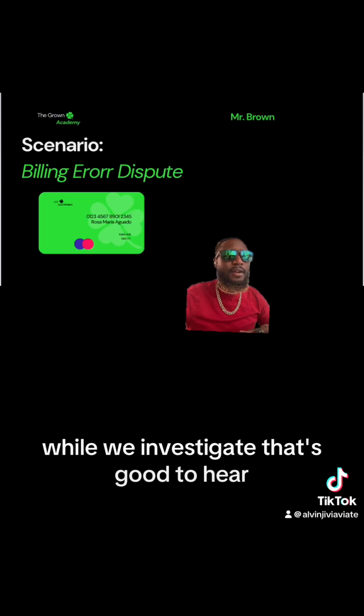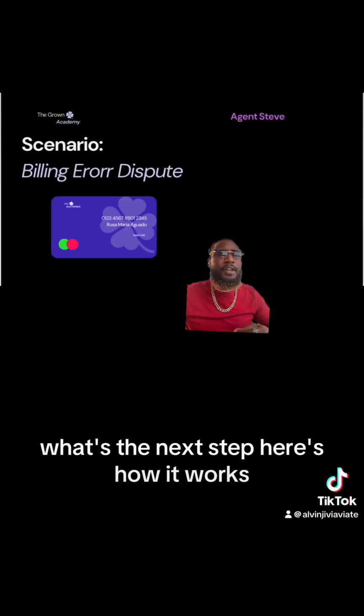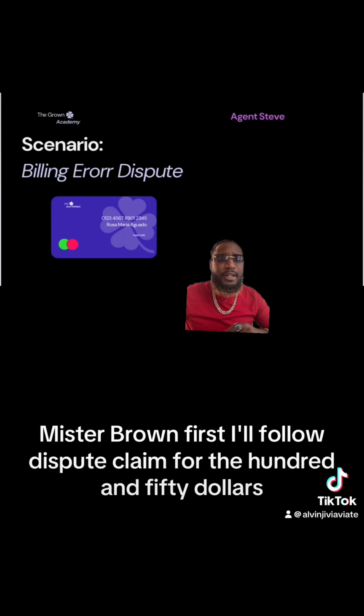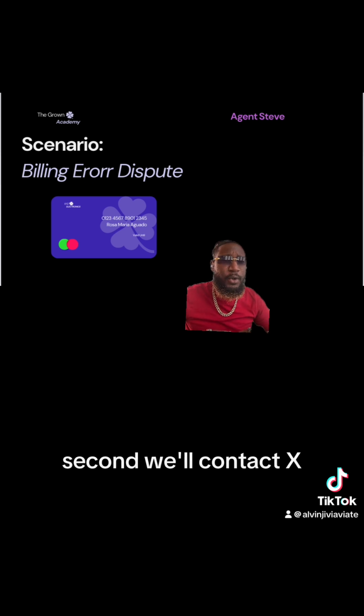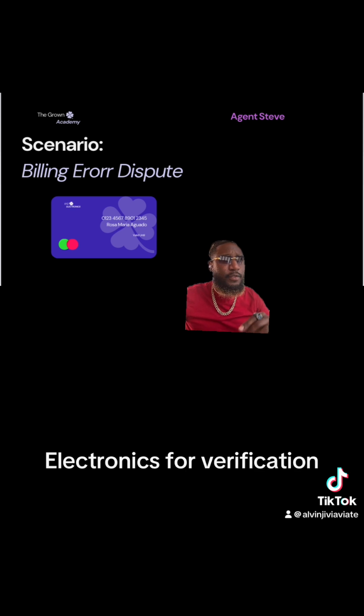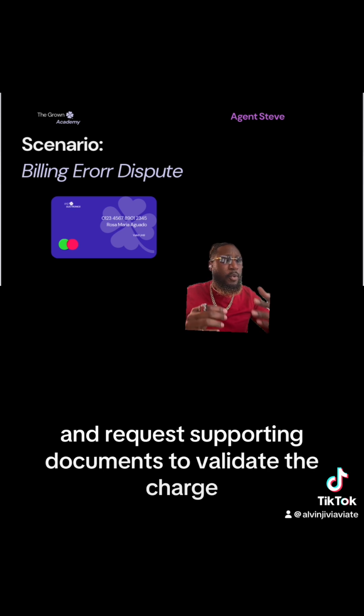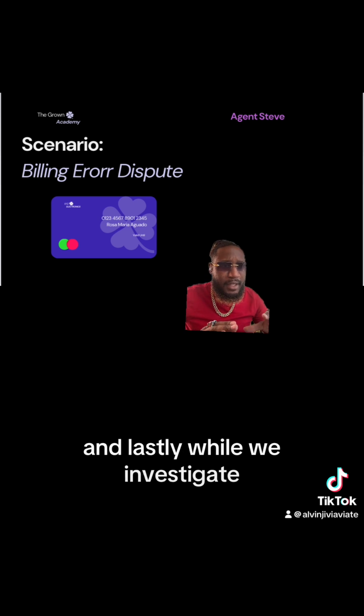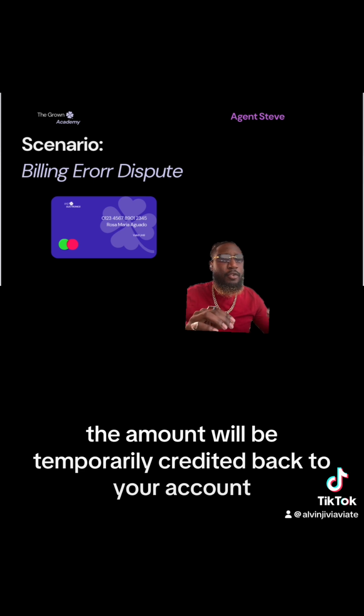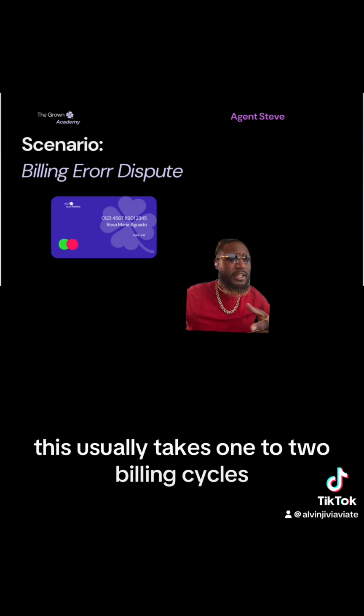That's good to hear. What's the next step? Here's how it works, Mr. Brown. First, I'll file a dispute claim for the $150. Second, we'll contact XYZ Electronics for verification and request supporting documents to validate the charge. And lastly, while we investigate, the amount will be temporarily credited back to your account. This usually takes 1 to 2 billing cycles.